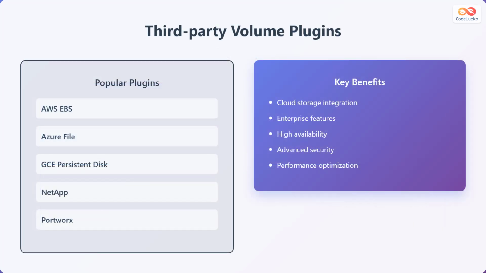Now let's see some third-party volume plugins. Some popular plugins include AWS Elastic Block Storage, Azure File, Google Compute Engine Persistent Disk, NetApp, and Portworx. Key benefits of these plugins include cloud storage integration, enterprise features, high availability, advanced security, and performance optimization.